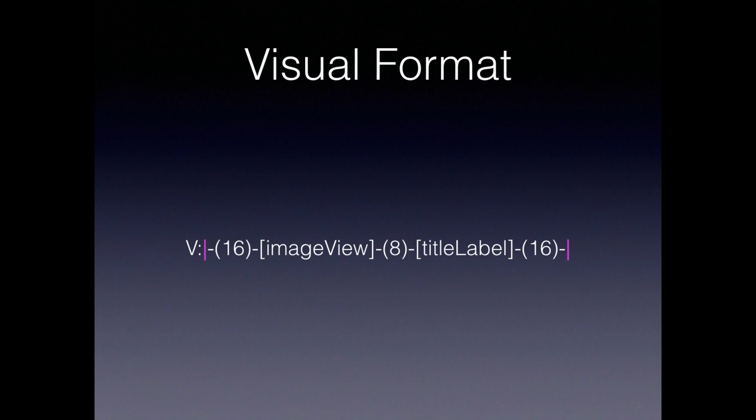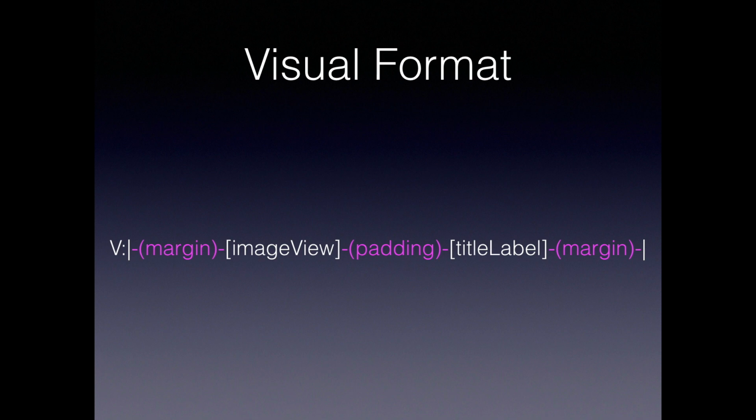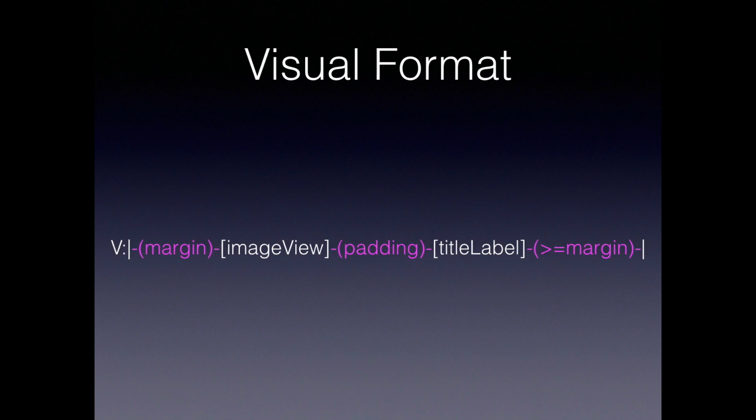Then the pipes that are around it represent your super view. So in this case, our image view is pinned 16 points from the edge of its super view. And then the 16 points are just metrics. They can be fixed numbers. They can be named values if you provide a metrics dictionary, which is very helpful for keeping those type of values the same across all of your apps. The metrics can be greater than or equal to, just like our anchors, just like our constraints.